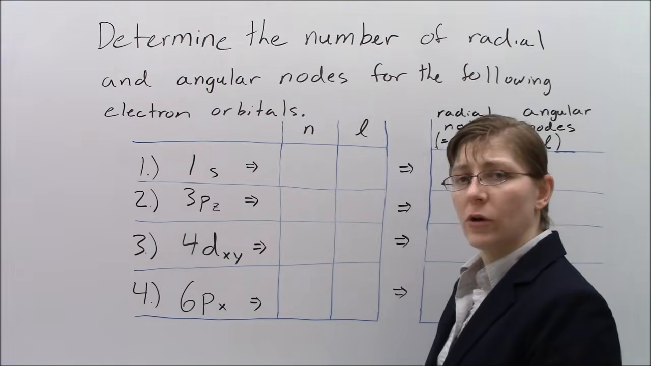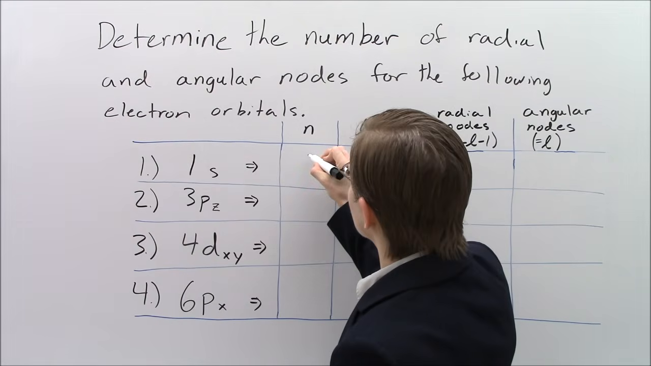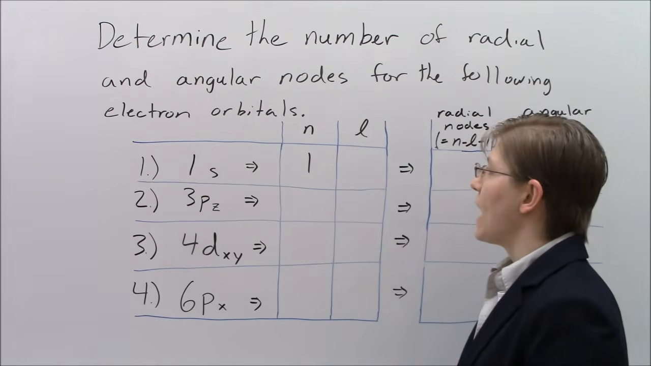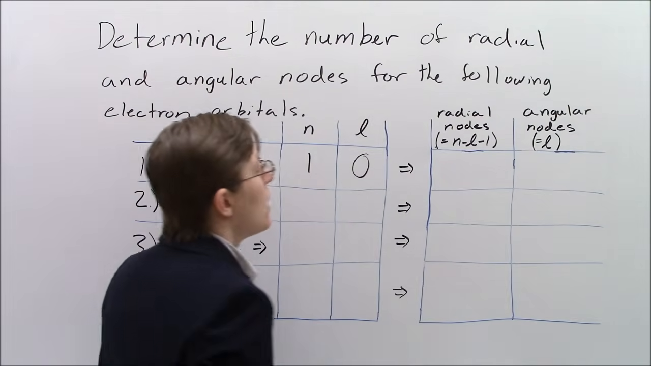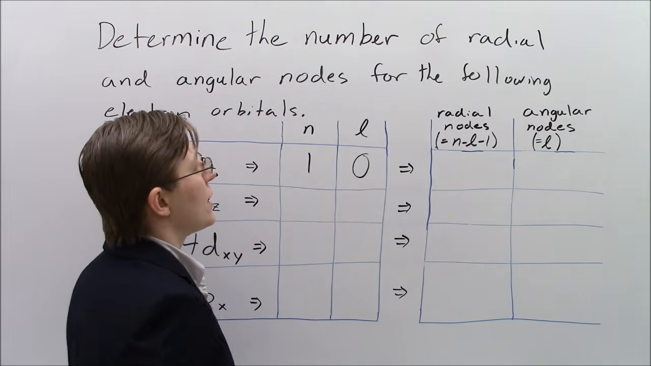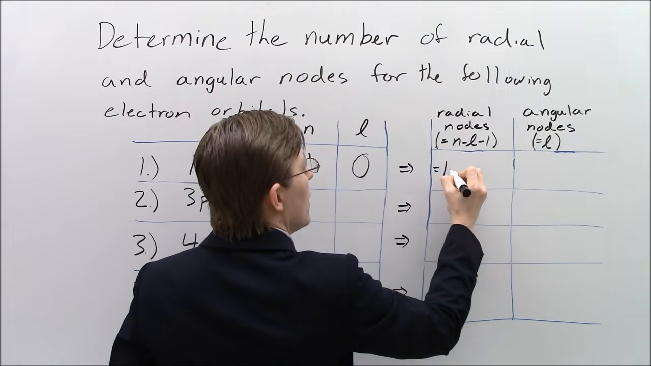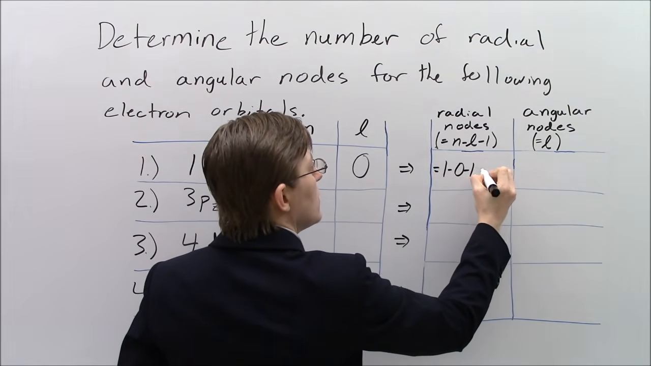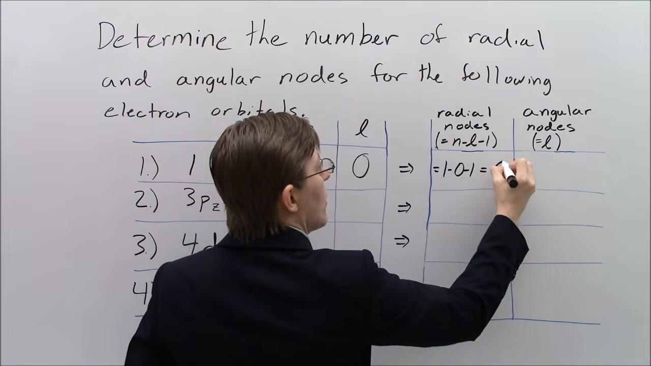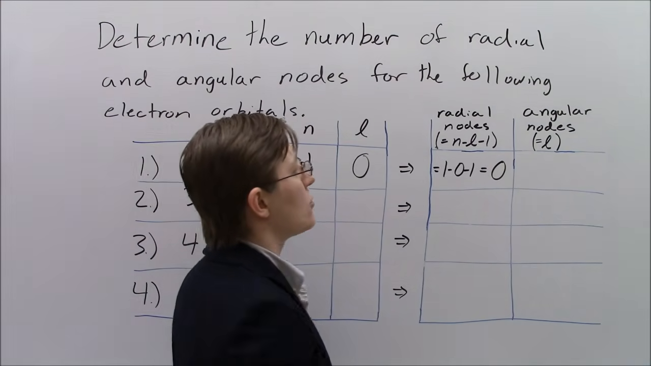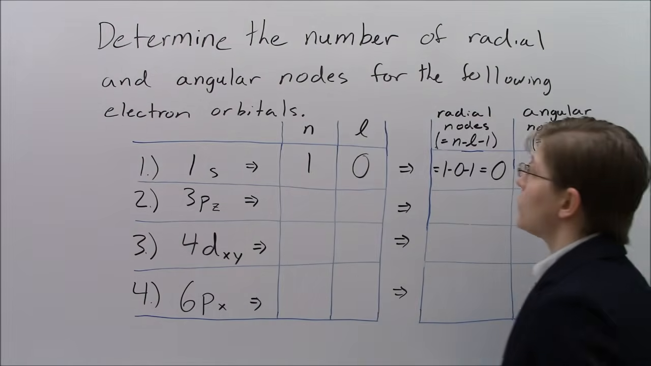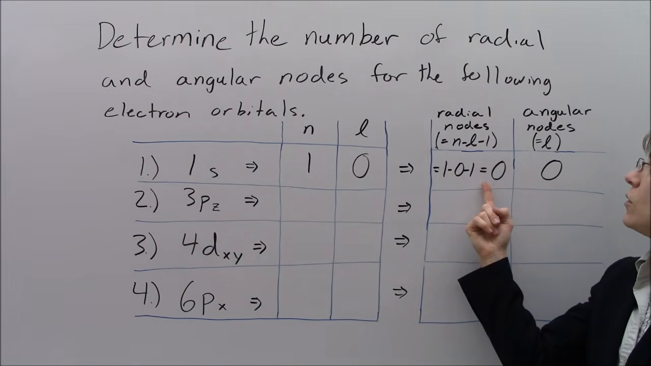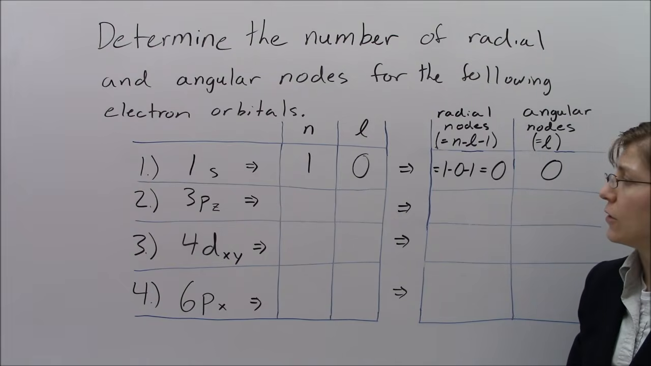For the 1s orbital, we know we have a principal quantum number of 1, and we have an angular momentum of 0, indicating the s orbital. That means that we can calculate the number of radial nodes as 1 minus 0 minus 1, which would be equal to 0. The number of angular nodes would just be equal to 0, so we can fill that in. So for a 1s orbital, we would have 0 radial nodes and 0 angular nodes.